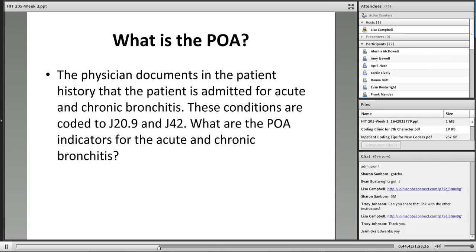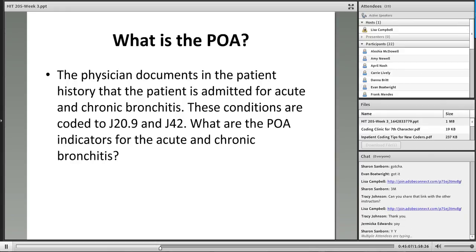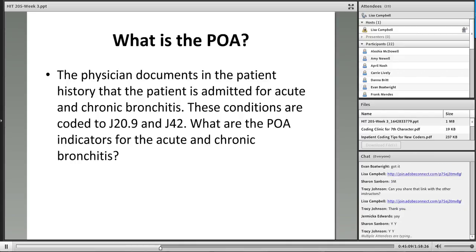The physician documents in the patient history that the patient is admitted for acute and chronic bronchitis. These conditions are coded to J20.9, J42. What are the POA indicators for acute and chronic bronchitis? Is it yes and yes, no and no? What's your final answer?